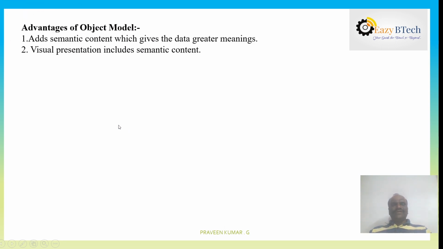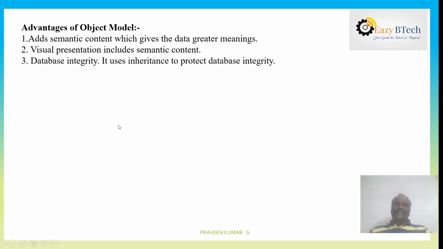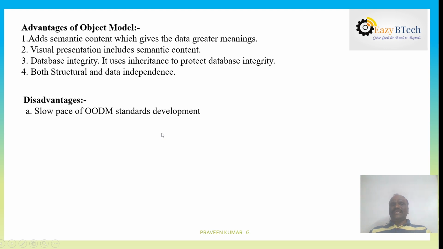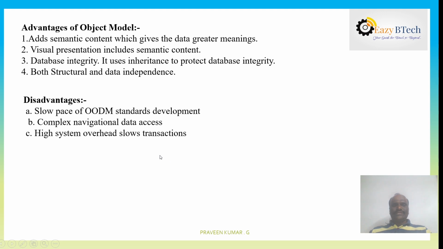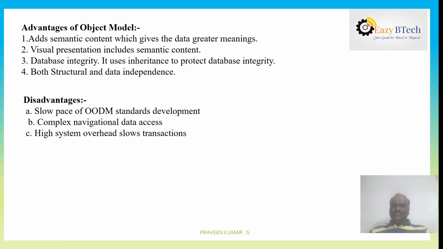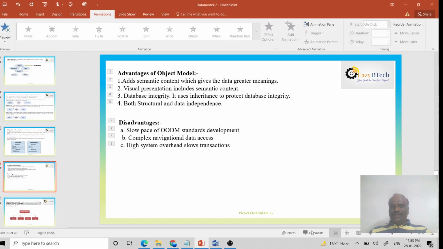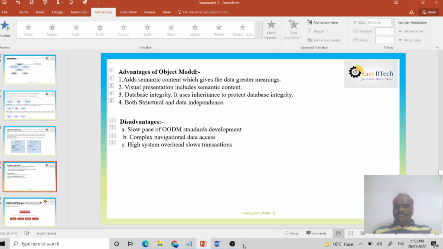What are the advantages of the object oriented data model? We can represent things easily, there is database integrity, and both structured and unstructured data can be maintained in the object model. But what are the problems? The complexity of designing this type of model is high, and a high system representation is required. This is about the data model.